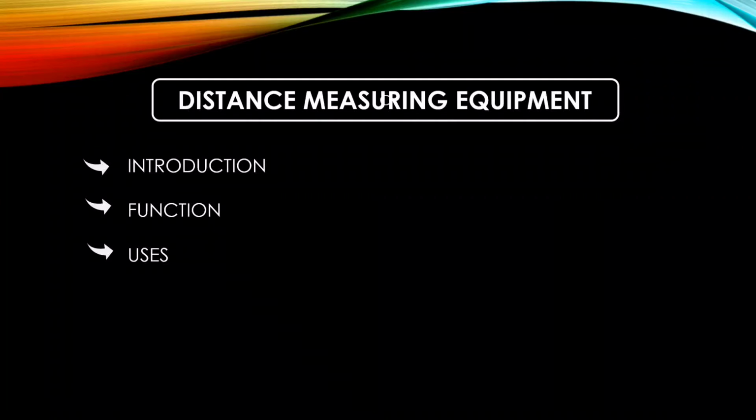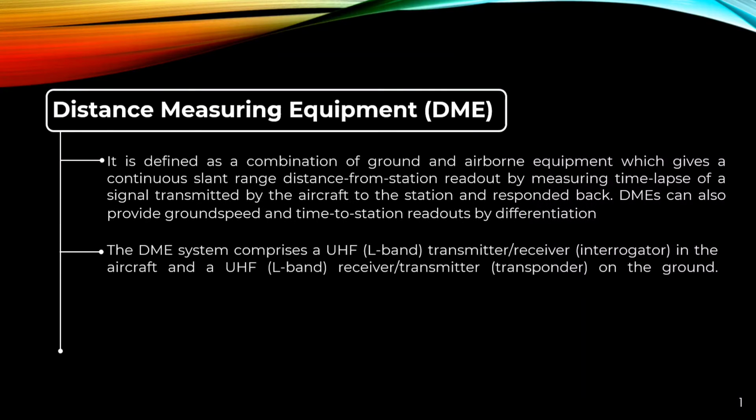Distance measuring equipment. In this module, we are going to study the introduction, function, and its uses. Distance measuring equipment, DME, is defined as a combination of ground and airborne equipment which gives a continuous slant range distance from the station, read out by measuring the time lapse of a signal transmitted by the aircraft to the station and responded back. DMEs can also provide ground speed and time to station readout by differentiation.